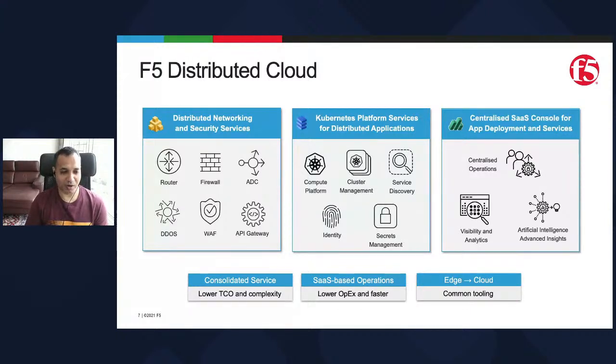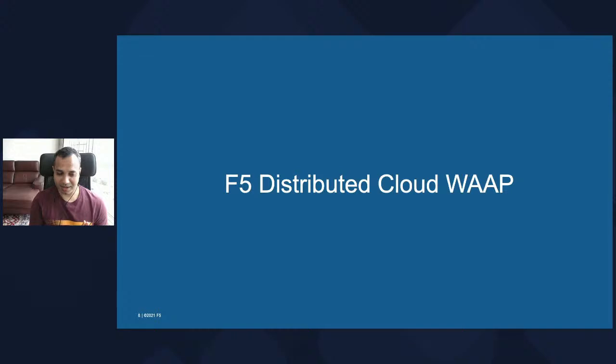So this unified platform helps us consolidate services and lowers the total cost of ownership. SaaS-based operation means that you can get all the goodness that F5 has, and you don't have to manage hardware. And you can use common tooling from edge to cloud to deliver and deploy all these services. So that's a little bit about the platform. We're going to quickly switch to the main topic of today.